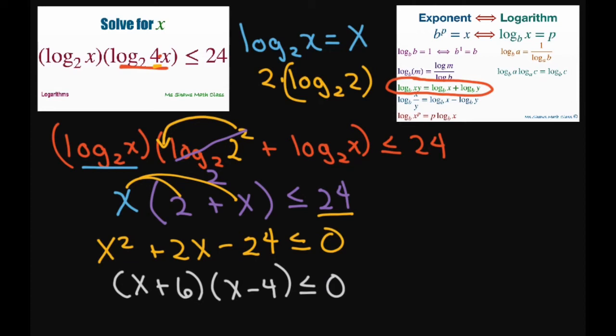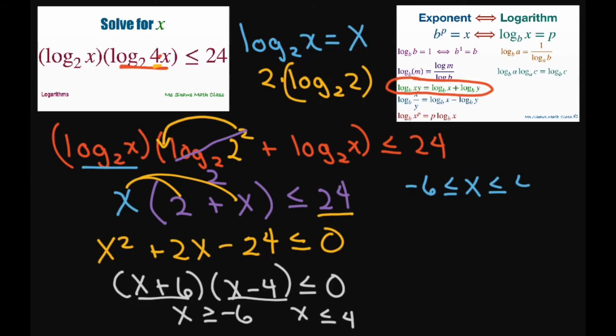That means we have X is greater than or equal to negative 6 when you solve for this, and X is less than or equal to 4. So I'm going to write that out as big X is greater than or equal to negative 6, and less than or equal to 4. Now let's substitute in our log. Our log base 2 of x is big X. So we have negative 6 is less than or equal to log base 2 of x, which is less than or equal to 4. And since we did that, we can convert this.